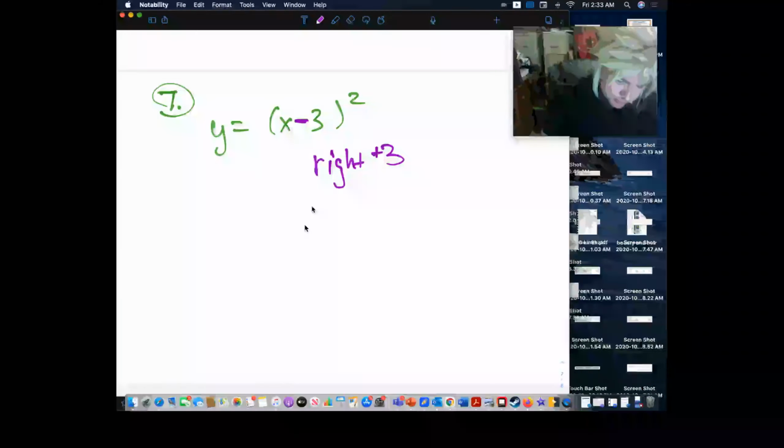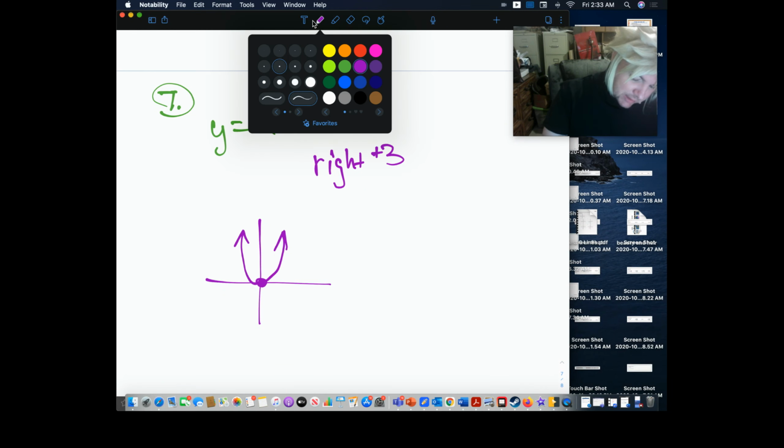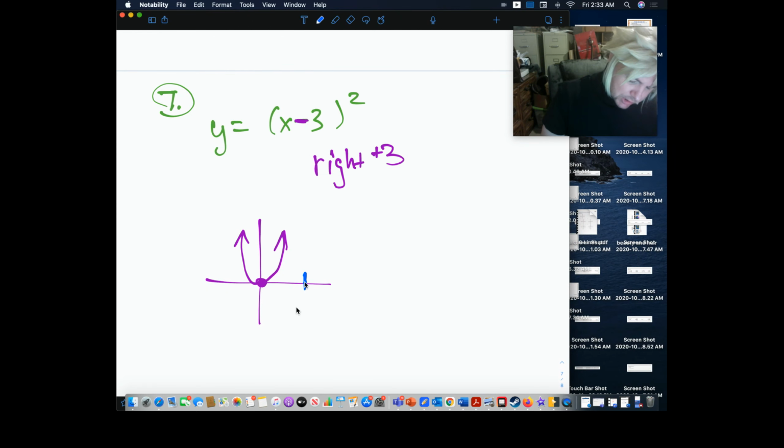By the way, what does this graph look like? Well, the parent squared is a U-shaped graph. Minus 3 means you're going to shift to the right 3, and it's going to look like so.